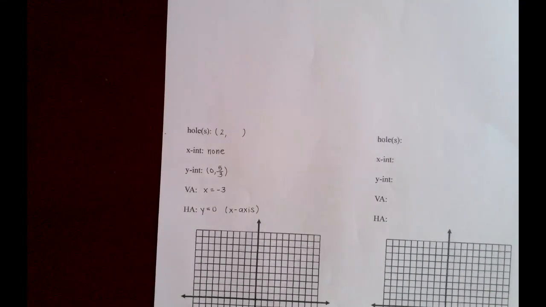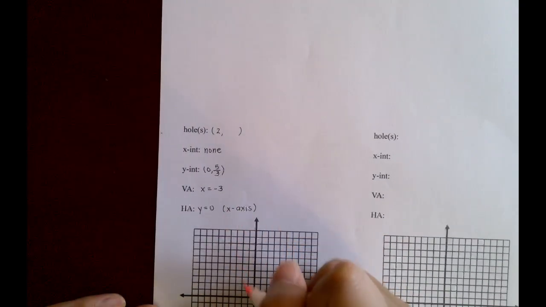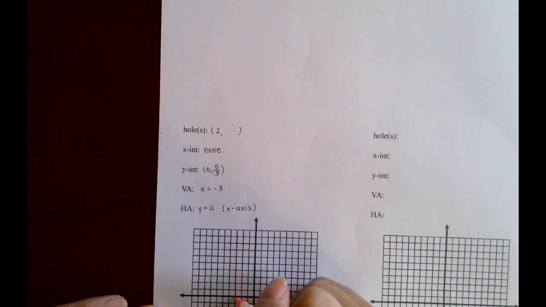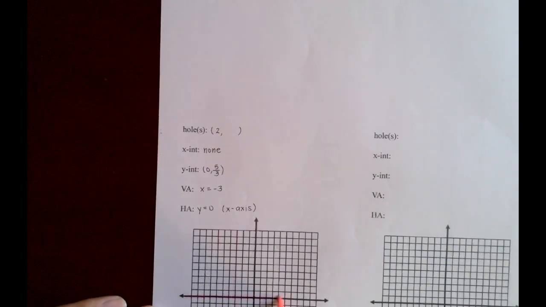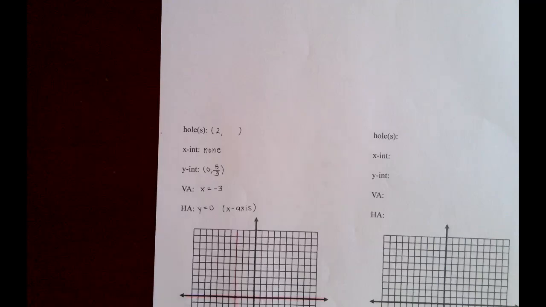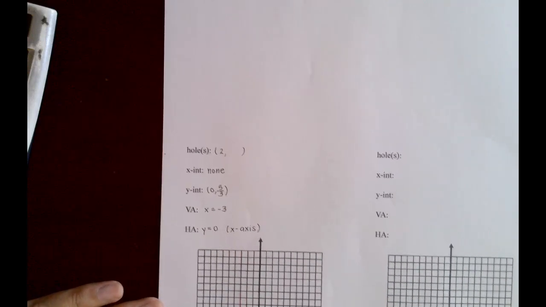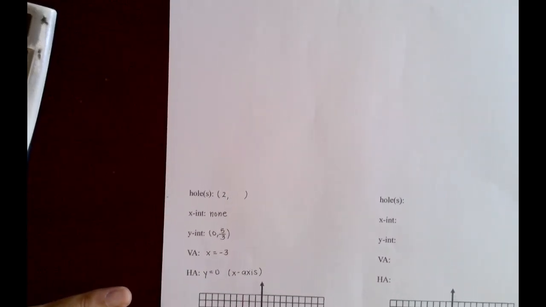Okay, so vertical asymptote at x equals negative 3. 1, 2, 3. Horizontal asymptote at the x-axis. Okay, so we'll have 2 branches again. Then what we're going to do is plug in some points.